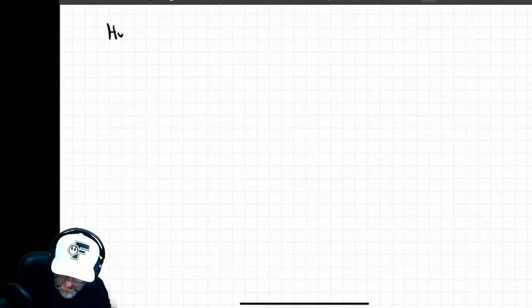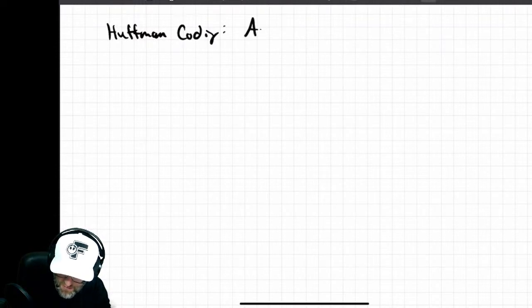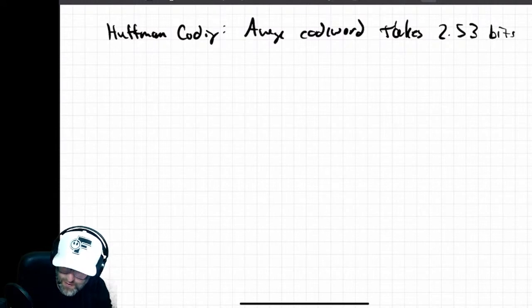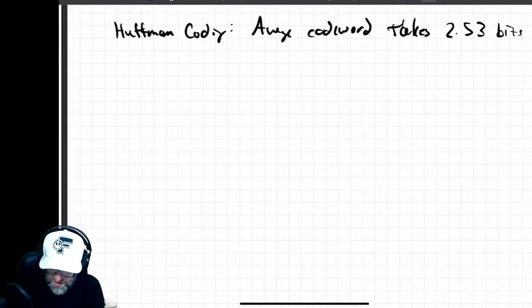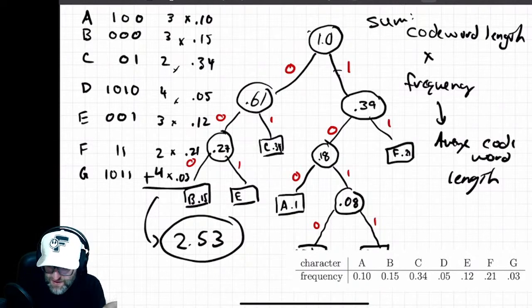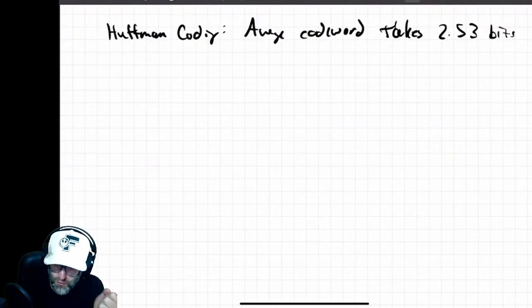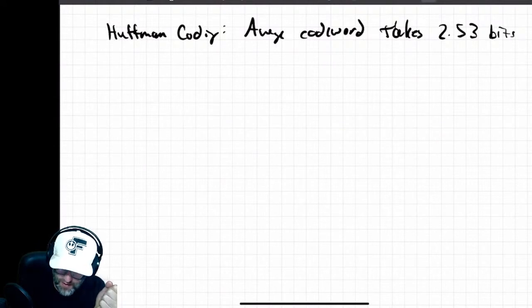With the Huffman coding, the average code word takes 2.53 bits. Right? Now, of course, none of the code words actually have a fractional bit because that doesn't make any sense. A bit is a bit. It's either a 0 or 1. Some of them are 3, some of them are 2, some of them are 4, but the average is 2.53.